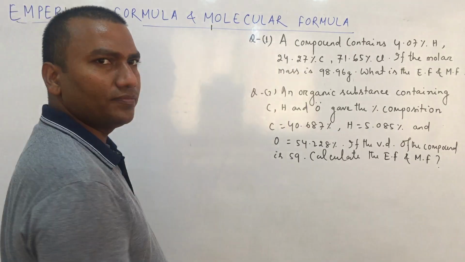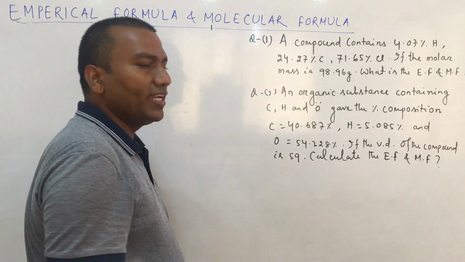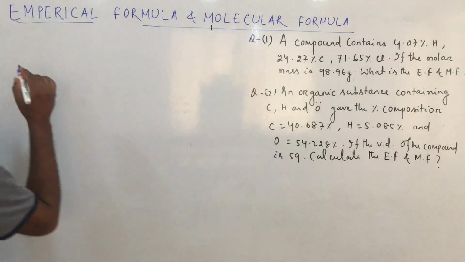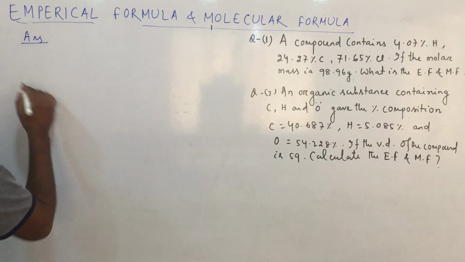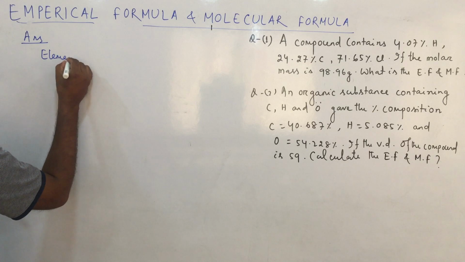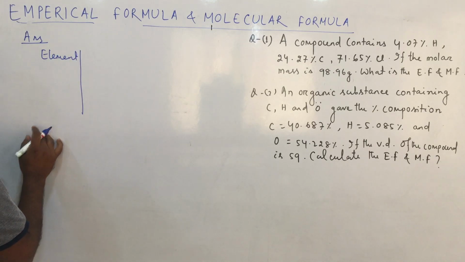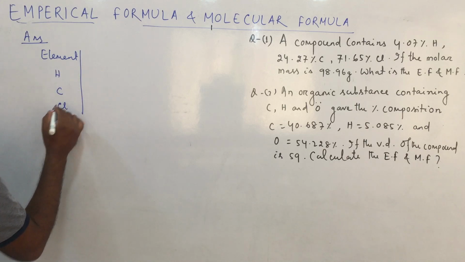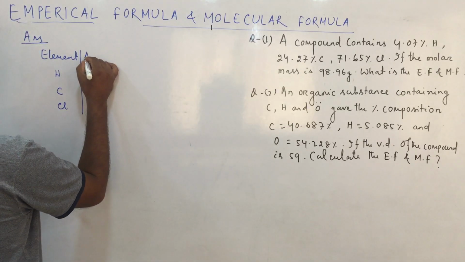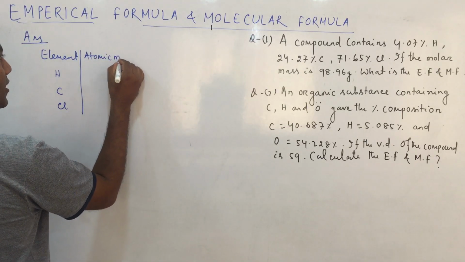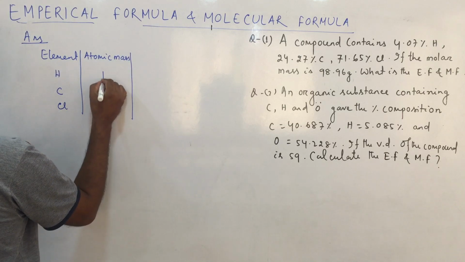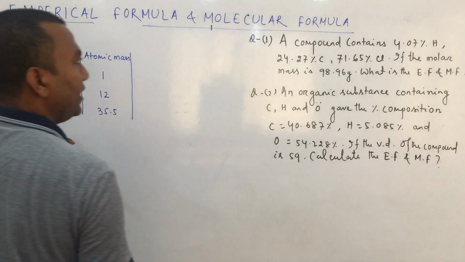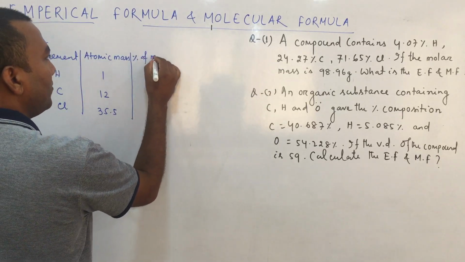So how can you solve this? This type of numerical can be solved in tabular form. You see how we can solve now. Question 1 answer. First we will write element, one column. How many elements? One is hydrogen, carbon, and another one is chlorine. Next we will write their atomic mass. Hydrogen is 1, carbon 12, chlorine 35.5. This part we know.